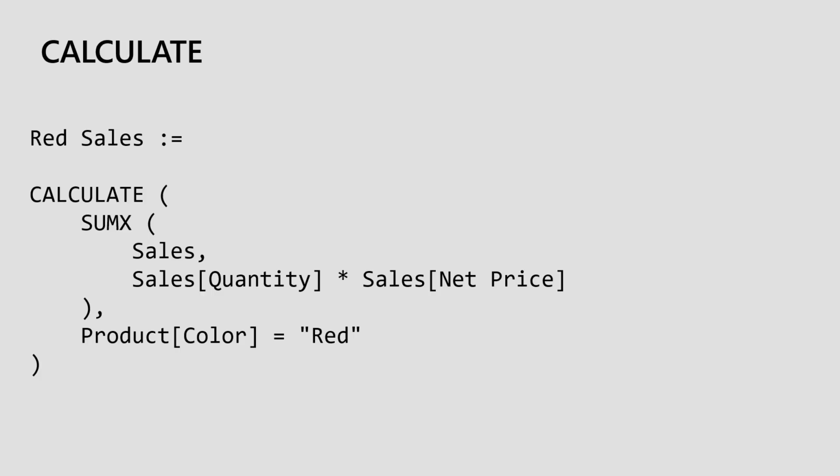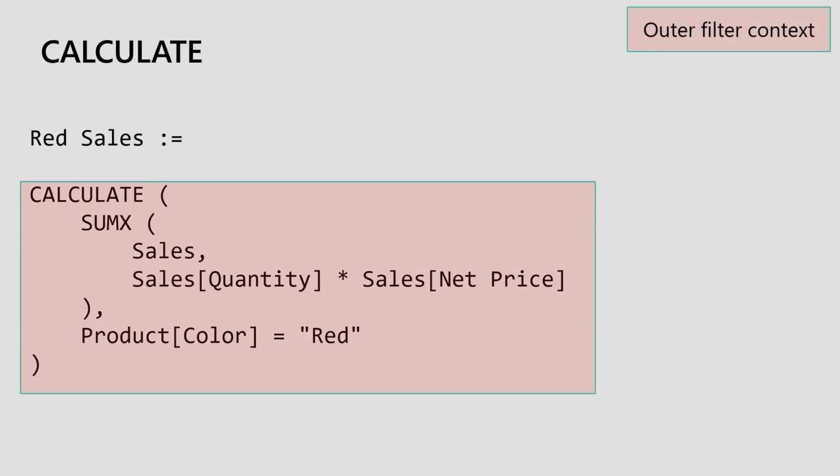So the first strange thing is that CALCULATE must be read in a different order. We usually have to read the filters before the first argument. So the first argument is the last one to be evaluated. And the CALCULATE function that you see in the slide is applying a filter to the Color column of the Product table, and then it evaluates the calculation.